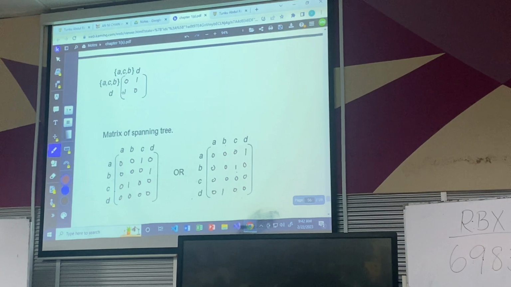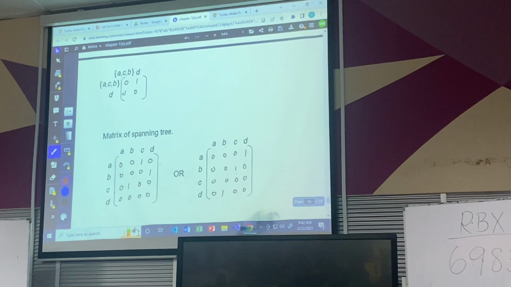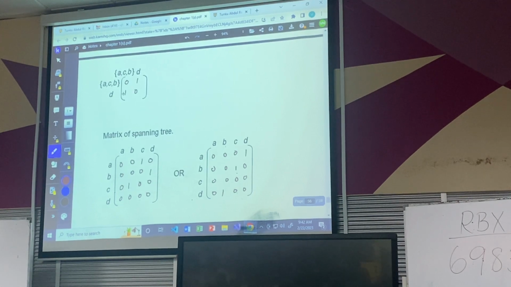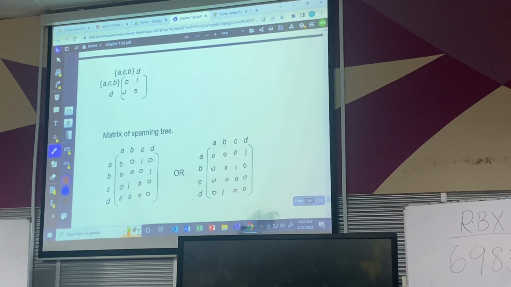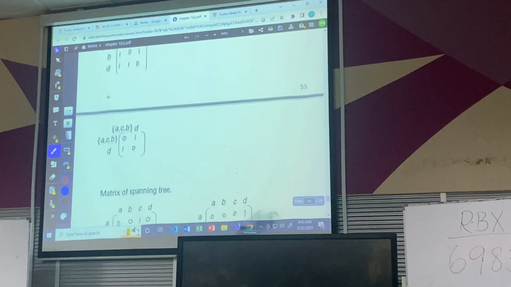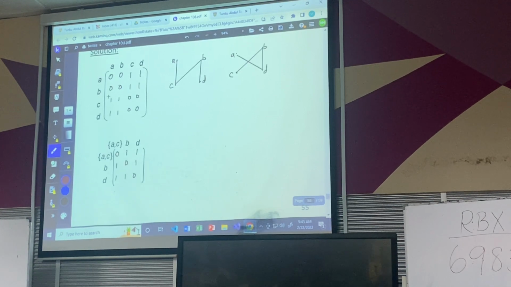Okay, any question for this Prim's algorithm without weight? Okay, do you understand how to combine the matrix or not? Okay. You need some more examples? Need.